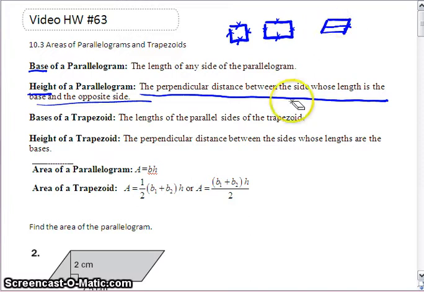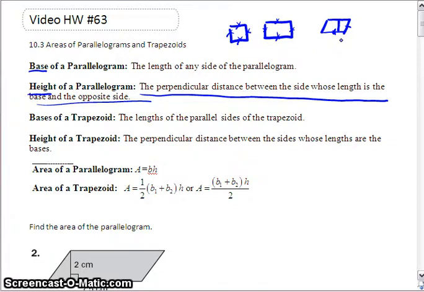If this were my base, let's undo this. If this were my base, then my height would be here. And again, it needs to be perpendicular to my base.